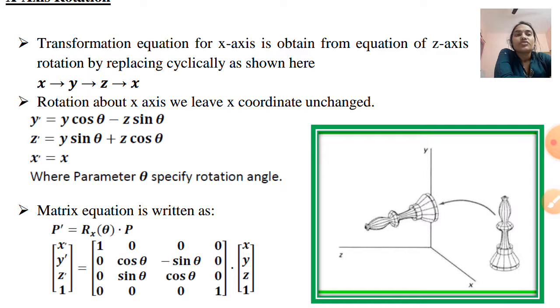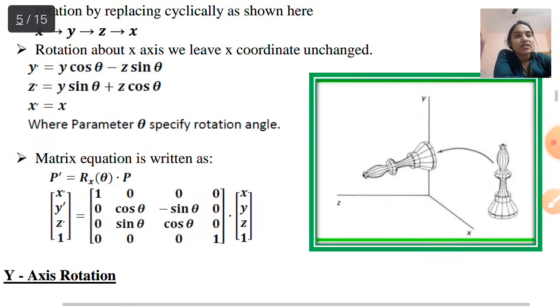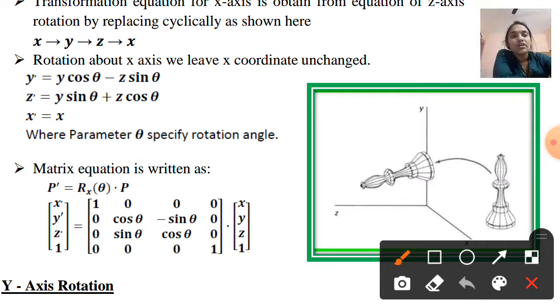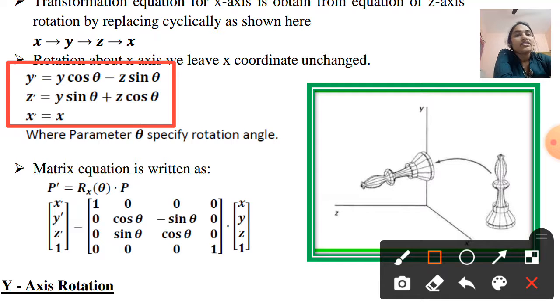Okay. First we find out y dash. y dash equals y cos theta minus z sin theta, and z dash equals y sin theta plus z cos theta. Okay. And x dash equals x, remains the same. So here you remember these things. And theta is our rotational angle.